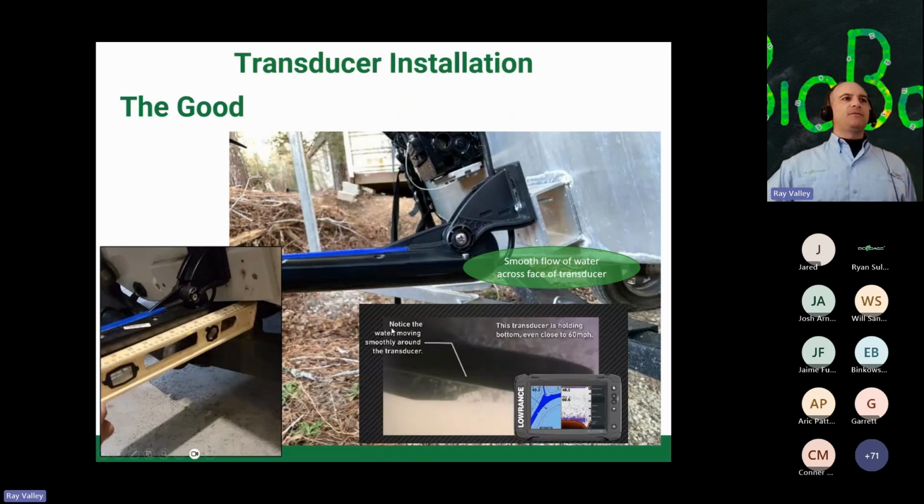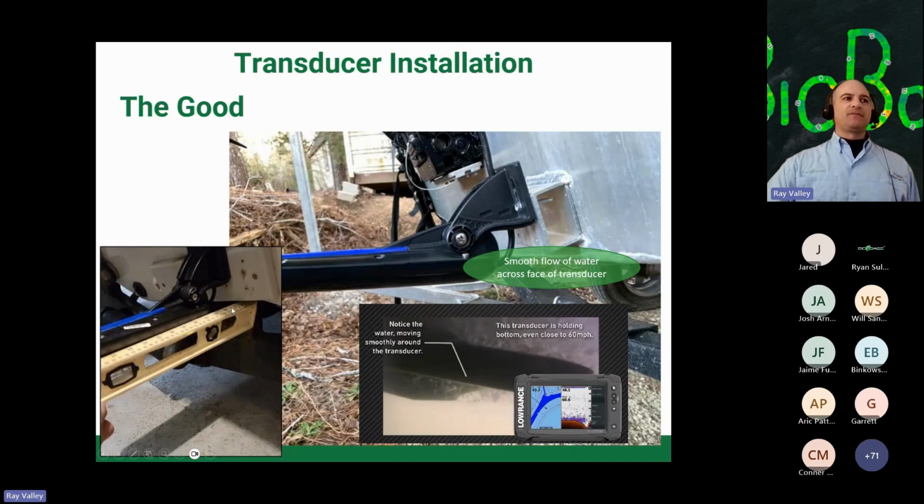Here's an example of the good, where the installation is correct. The face of the transducer is flush with the hull of the boat. You have a smooth flow of water across the face of the transducer. This was a simulation done by Lowrance showing what it looks like underwater at speed. You should have a nice smooth flow of water. If you have your transducer installed correctly, you should be able to go wide open throttle, 45 miles an hour, and still be able to read bottom.